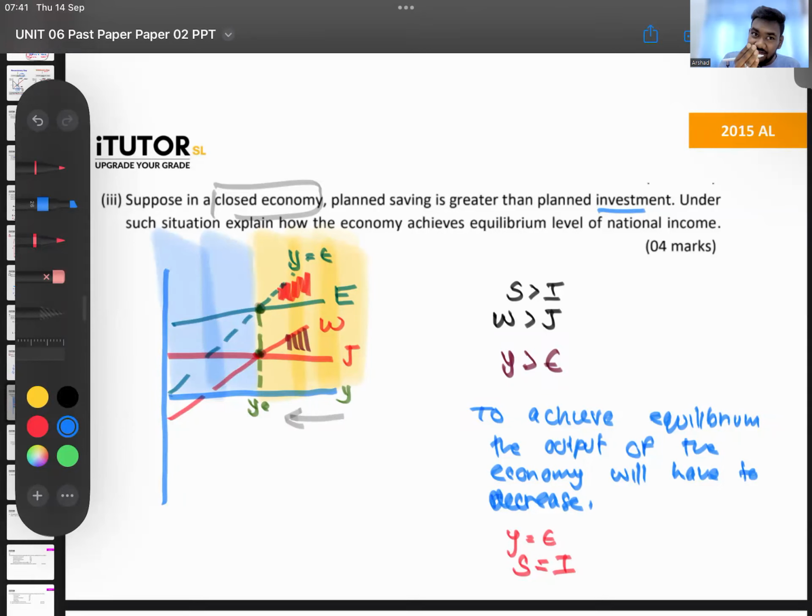So in that kind of situation, you say that the output has to increase because people are willing to spend more. Can you see the aggregate expenditure curve is higher than the dotted Y equals E line, in the blue shaded area? So then you say, look here, output has to increase for it to reach equilibrium. So that is what you all have to think.